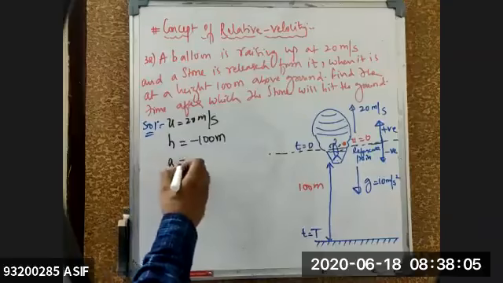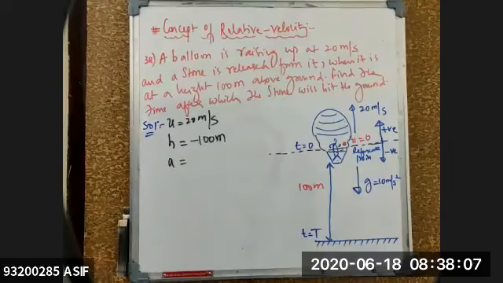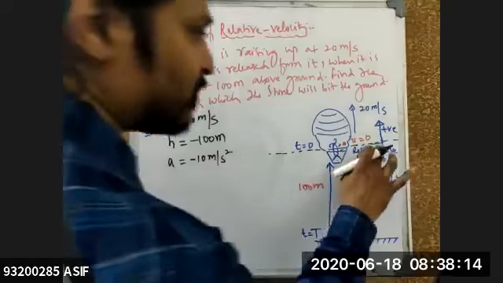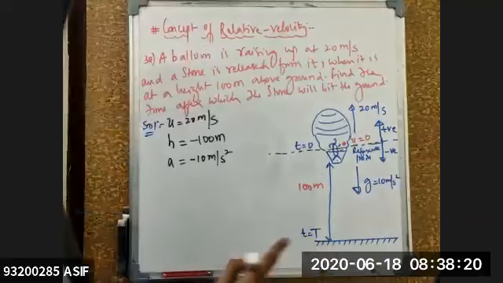Acceleration? Minus 10. Very good. Minus 10 meter per second square. Why? Because acceleration is below the reference point. Don't take the reference point directly as plus 10. Okay? Well, response.